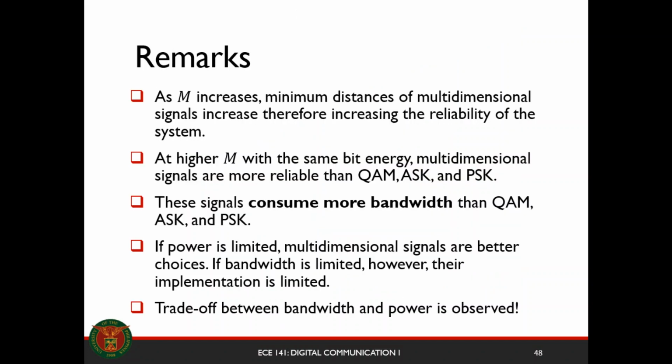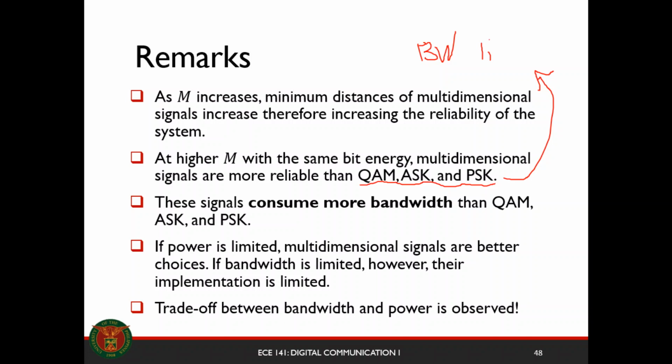Right, so I'll just leave you with some remarks. This is the summary of what we talked about. Basically, as M increases, the minimum distance of your multidimensional signals increases reliability, but you're trading off bandwidth. Compared to QAM and ASK, which are bandwidth limited. Okay? So now we're going to differentiate them. QAM, ASK, and PSK are called bandwidth limited signals.